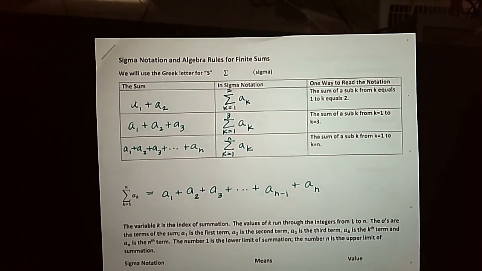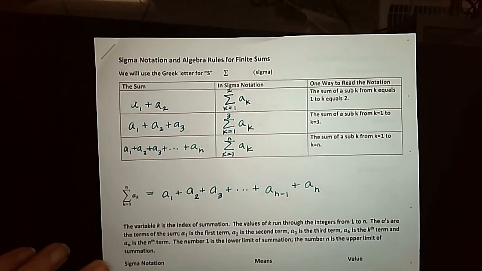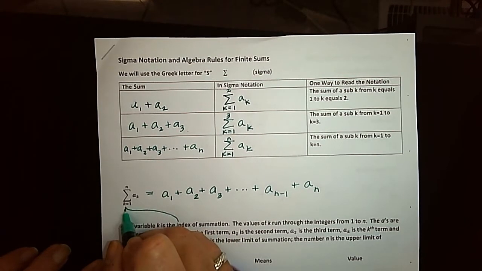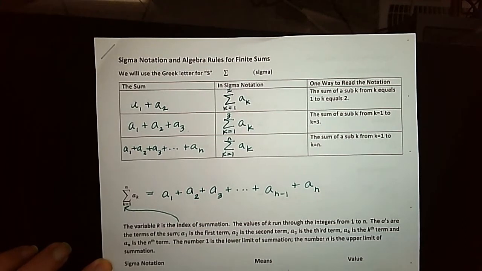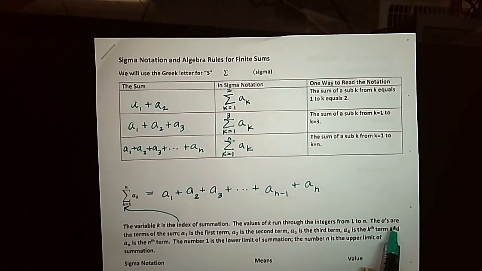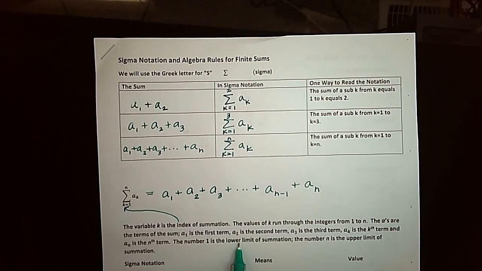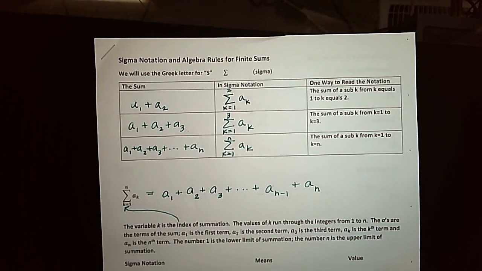All right, and when we look at this, the variable k is called the index of summation. The values of k run through the integers from 1 to n. K is always an integer. The a's are the terms of the sum. In other words, a sub 1 is the first term, a sub 2 is the second term, a sub 3 is the third term, a sub k is the kth term, and a sub n is the nth term. The number 1 is the lower limit of summation. The number n is the upper limit of summation. Okay? We don't necessarily always have to start at 1 on the bottom.